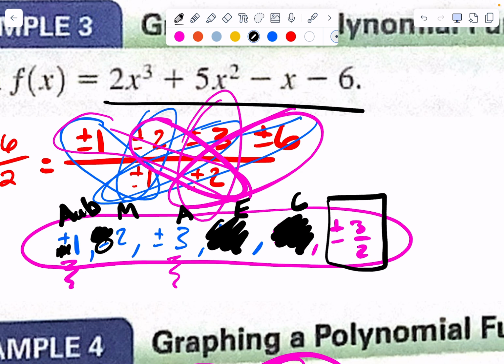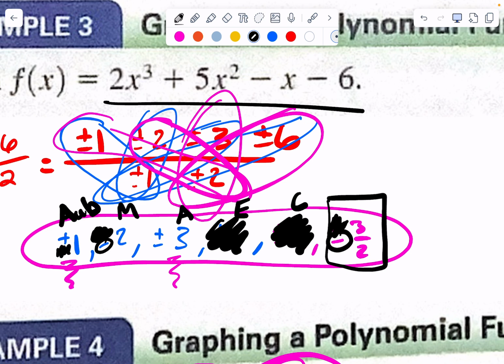Do you want me to do some of the 3 over 2? You can, but as soon as I do one of them, it's going to be easy to do the other one. Okay, positive 3 over 2 doesn't work. I'm going to insert my negative. Negative 3 over 2 works. Perfect. Okay, we've got 2 of them.